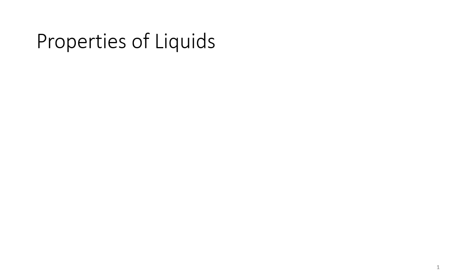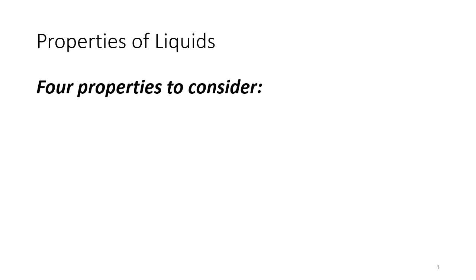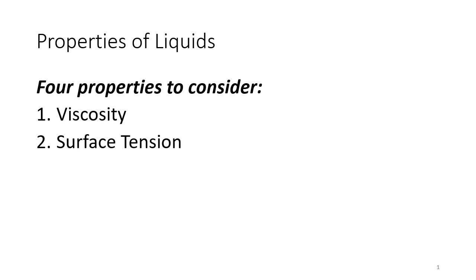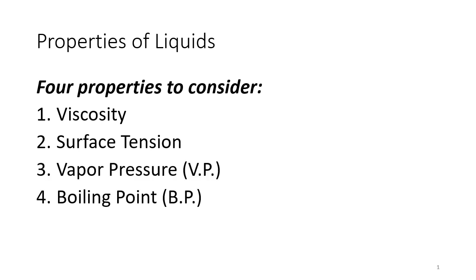We previously learned that intermolecular forces can determine a substance's physical properties. Now that we've discussed some of the basic intermolecular forces, we can talk about a few physical properties of liquids: viscosity, surface tension, vapor pressure, and boiling point. We will relate each of these four physical properties back to their intermolecular forces.